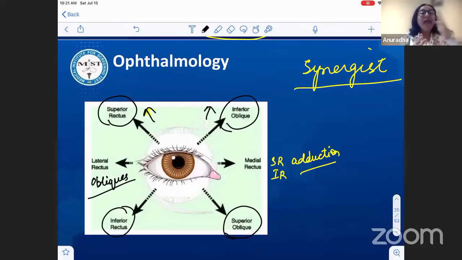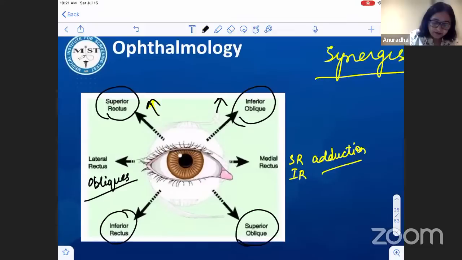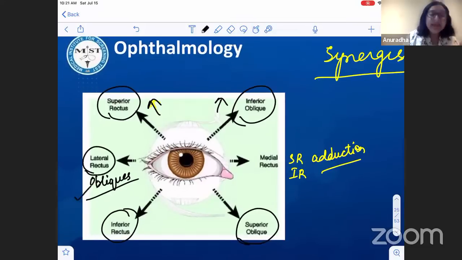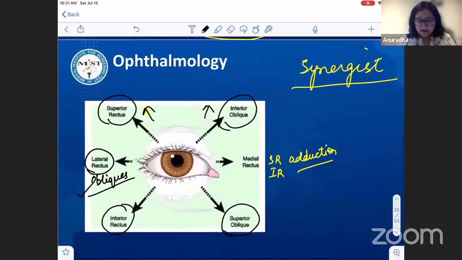For abduction, lateral rectus and oblique are synergists. Synergist is also called agonist, the same muscle. So for downward action, inferior rectus and superior oblique are synergists or agonists.